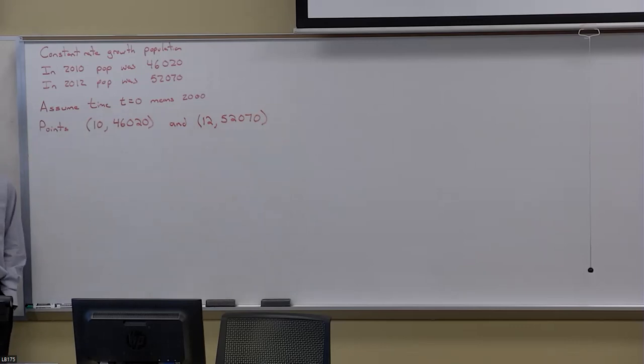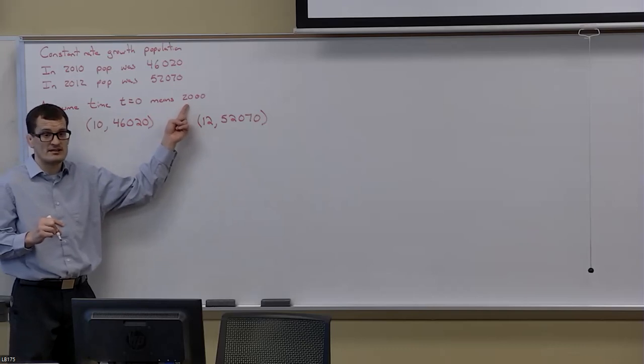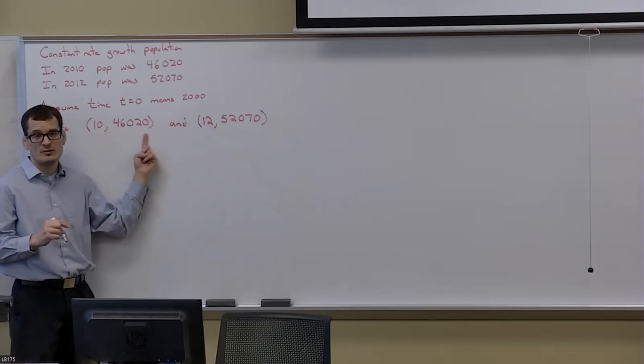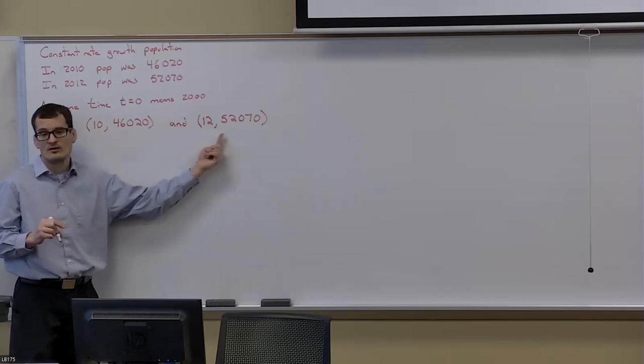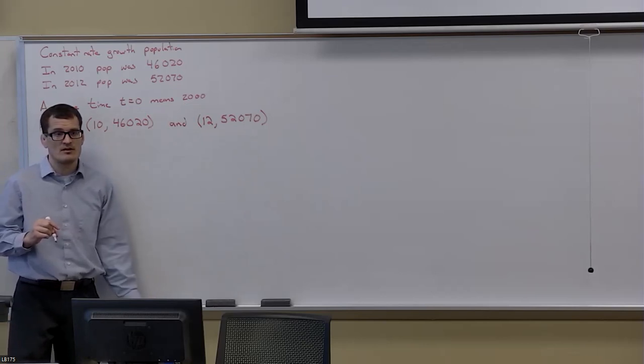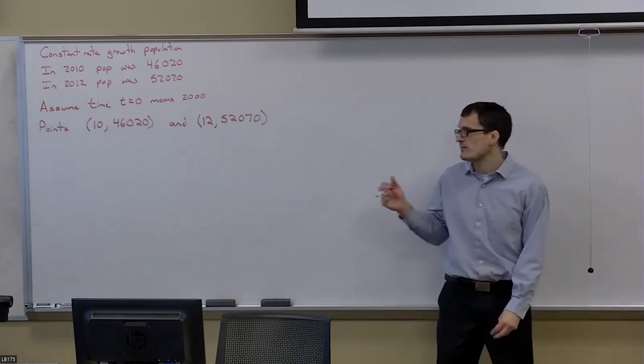Now, if you let your time of 0 be some other year, let's say we made our time 0 2010, then this one would have been 0, 46,020, and this one would have been 2, 52,007. Is that okay? So be careful about where time 0 is at.